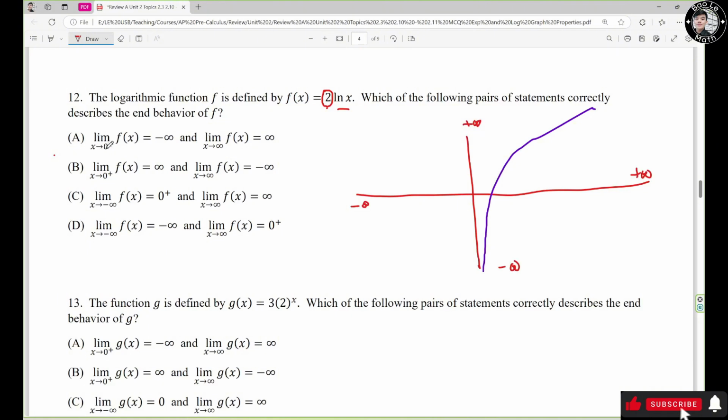Now the answer choice A. Limit of the function f of s when s approaches 0 plus, which means on the right of the y-axis, right? So it could be right here, right? The function approaches negative infinity. Yes, that's correct. It's going to be right here. Limit of the function f of s when s approaches positive infinity. The function going up, right? Positive infinity right here. So answer choice A, correct.